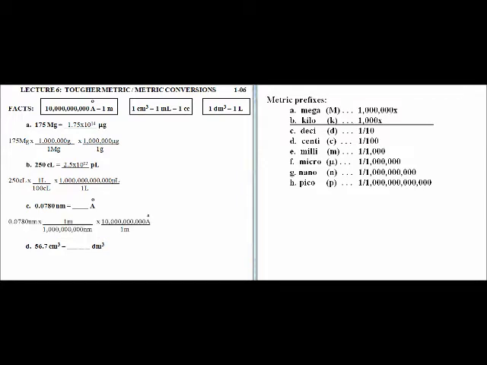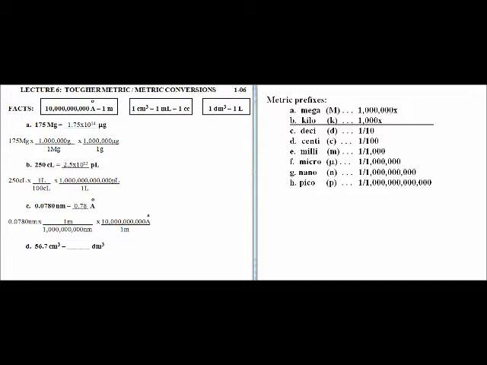0.0780 nanometers divided by 1 billion nanometers times 10 billion angstroms gives us our answer. 0.0780 nanometers is equal to 0.78 angstroms. Our next problem focuses on converting centimeters cubed to decimeters cubed.